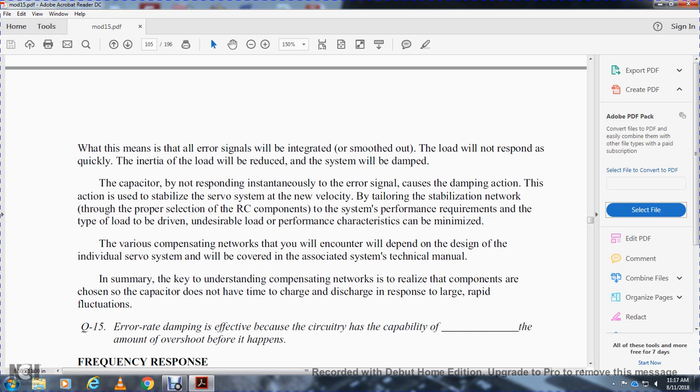And the various compensation networks that you will encounter, depending on the design of the individual servo system, will be covered in the associated system technical manual. Some of the key is the understanding of the component and the network, compensating with the network. In real life, the components are such that a capacitor does not have time to discharge, and responds with large and rapid fluctuation.